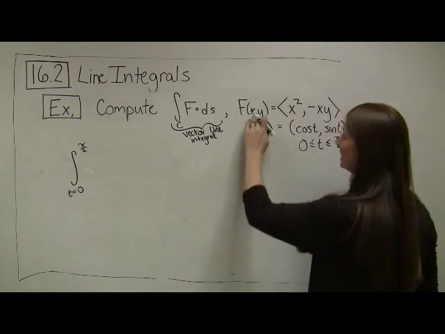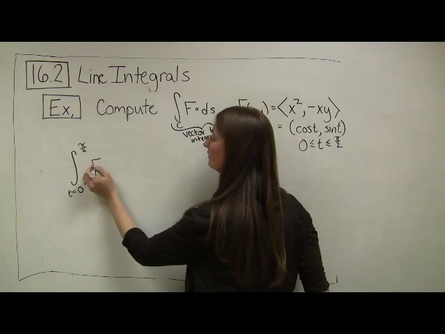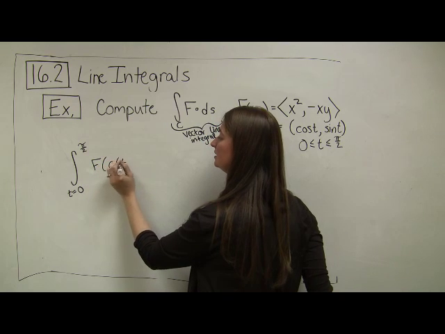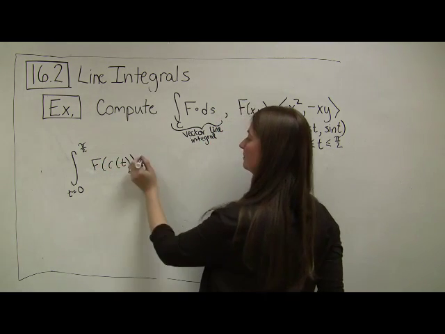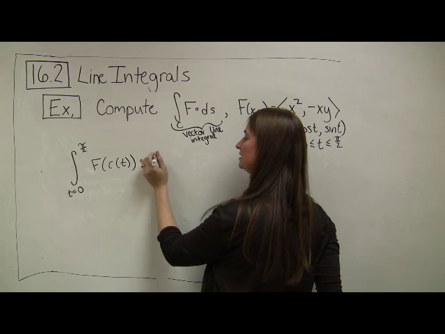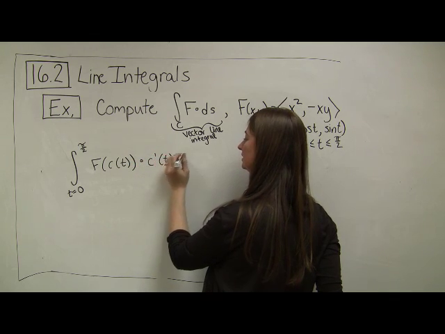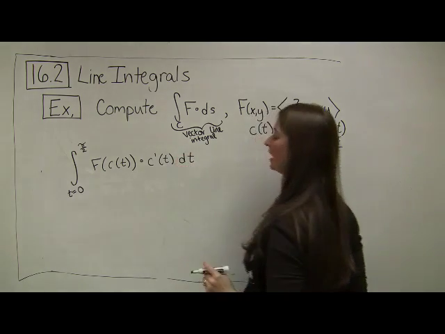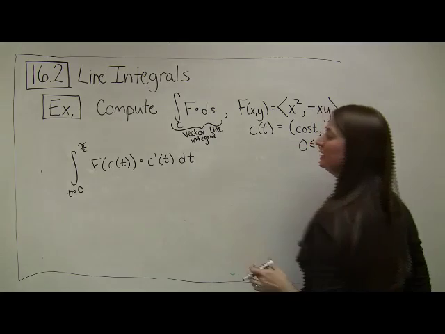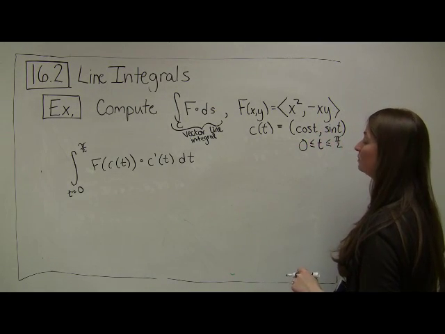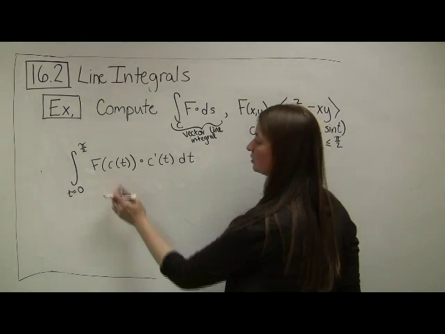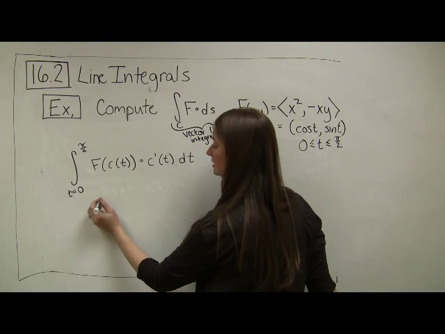And I need to know what is F of c of t. And then I'm going to dot that with c prime of t dt. And once I compute what each of these pieces are, then I can do my integration. So piece by piece, first, let's look at what is F of c of t.